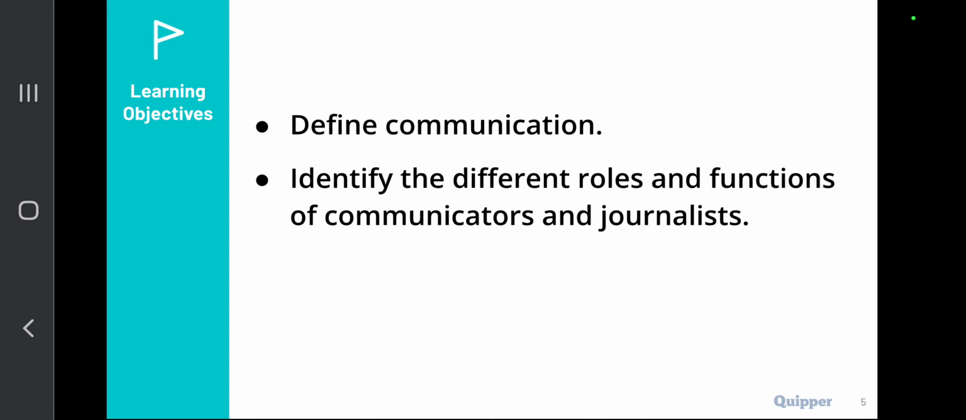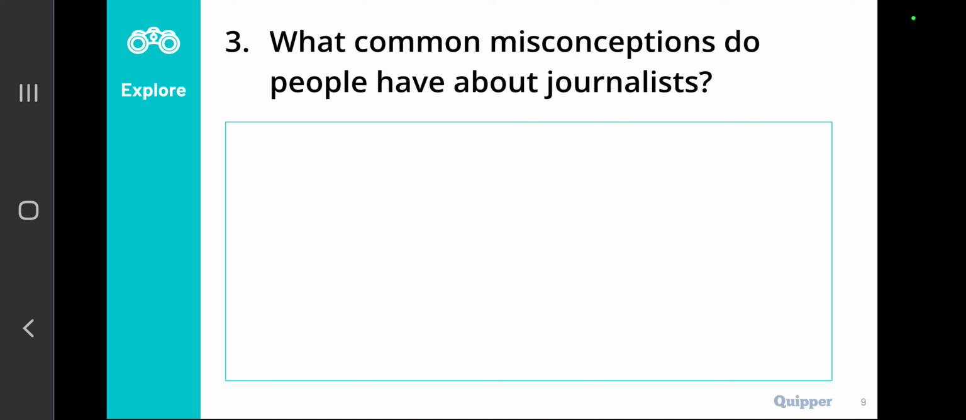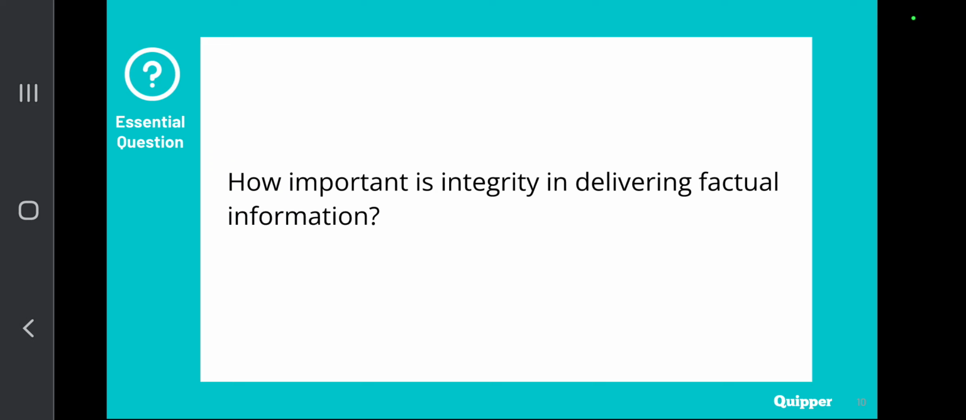So we will identify the different responsibilities, the different roles and functions of communicators as well as of journalists. With that being said, I want you to take note of this essential question that we will be trying to answer as we go along with our discussion. How important is integrity in delivering factual information? Take note that there is a central theme to this question that we are going to revolve around during the course of our discussion, the word integrity. Again, how important is integrity in delivering factual information?